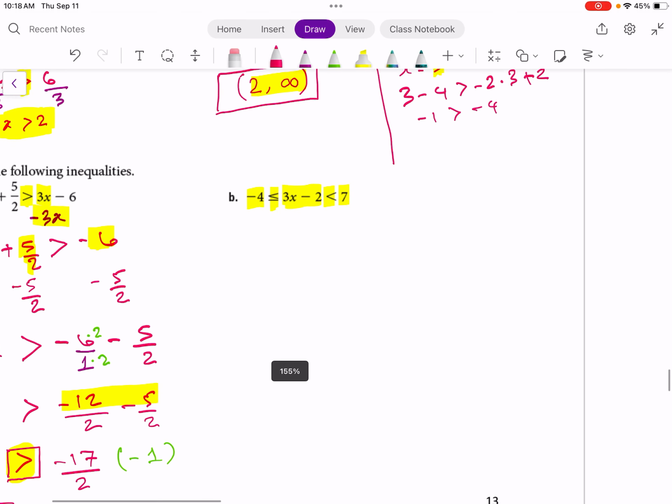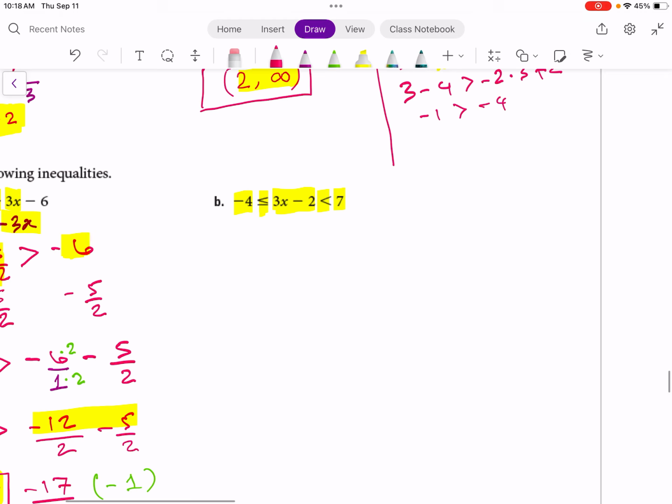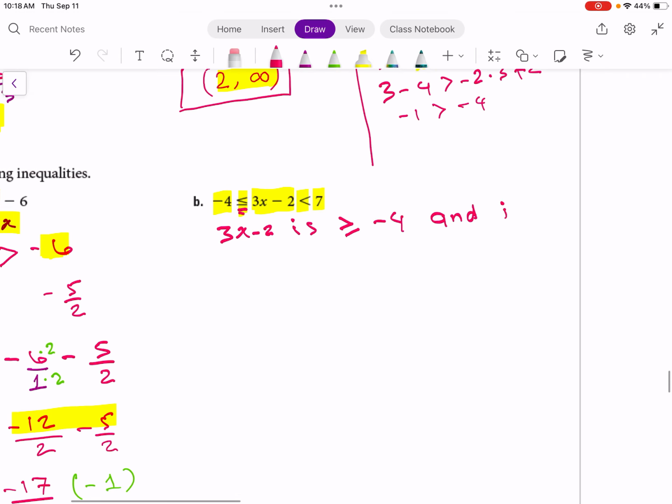So you should know how to read these. Okay, so this is 3x minus 2 is greater than or equal to negative 4 and, okay, it's an and, is less than 7. Okay, so this is how we read this inequality. Okay, we always start from the variable.